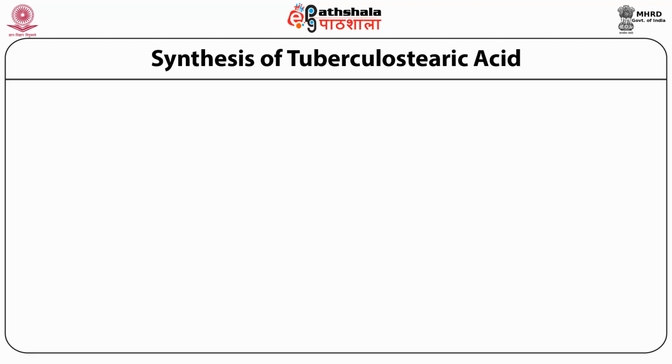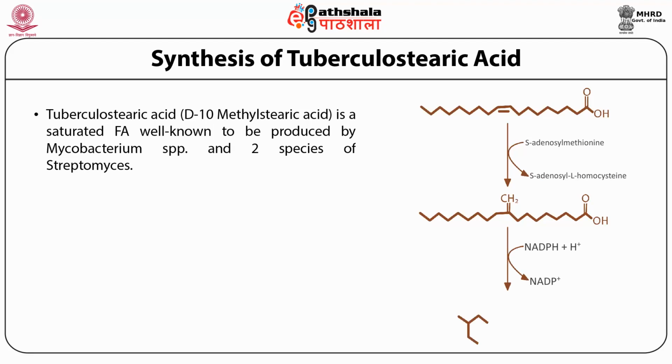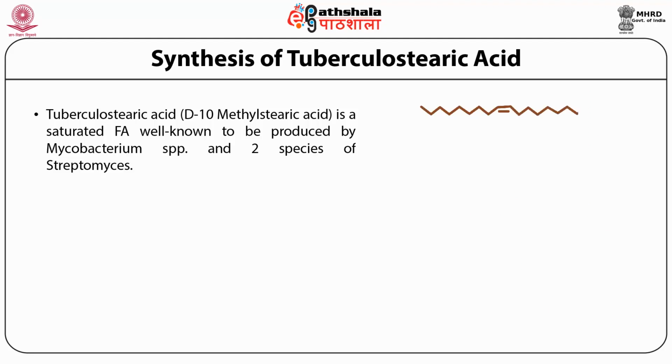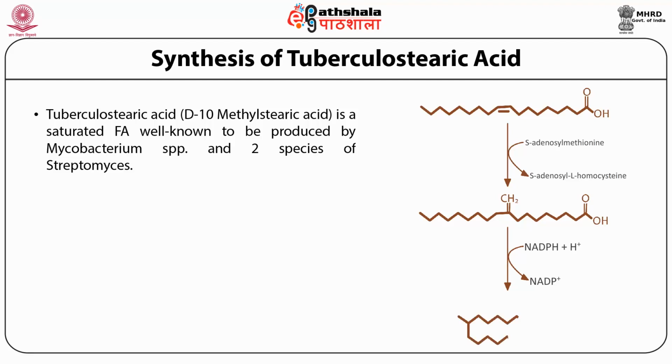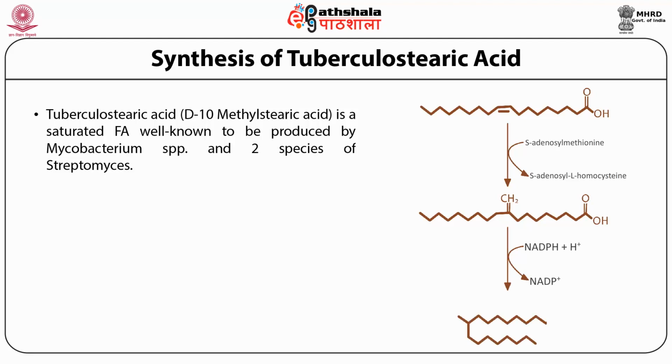Synthesis of tuberculostearic acid. Tuberculostearic acid, chemically known as D10-methyl acid, is a saturated fatty acid well known to be produced by Mycobacterium species and two species of Streptomyces.